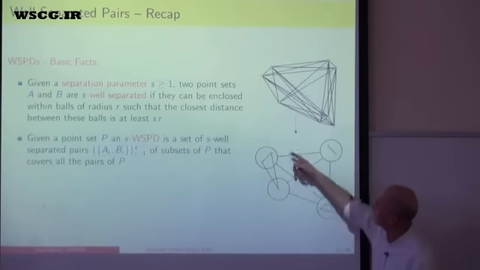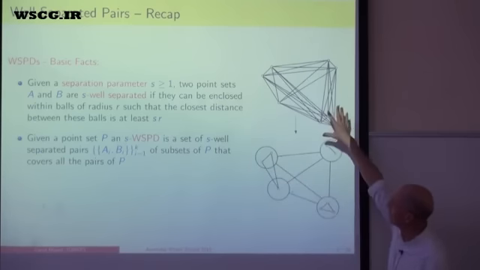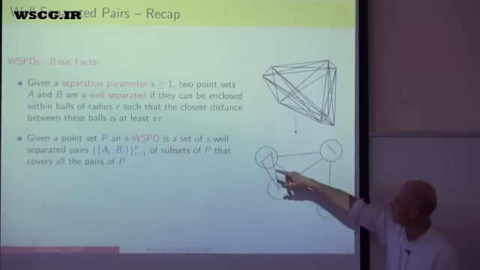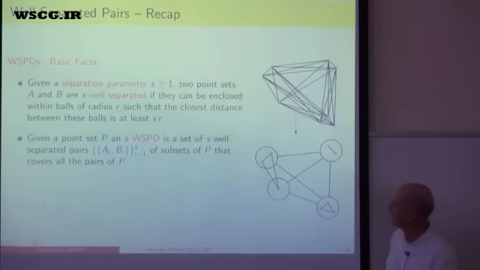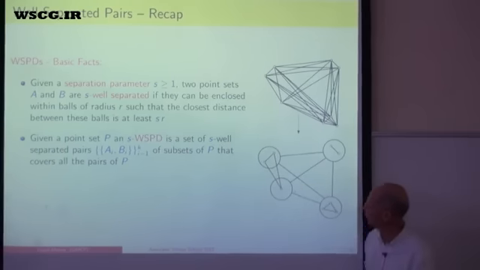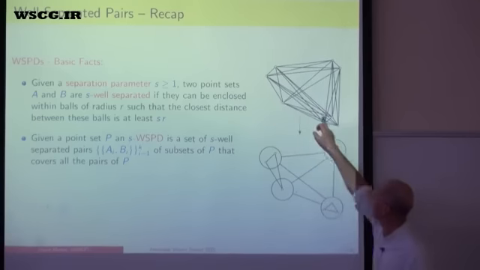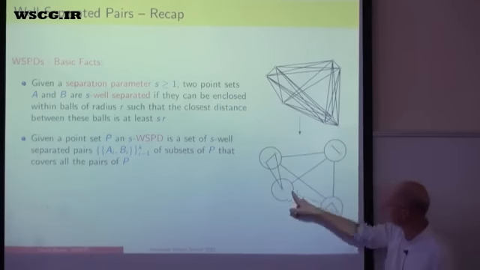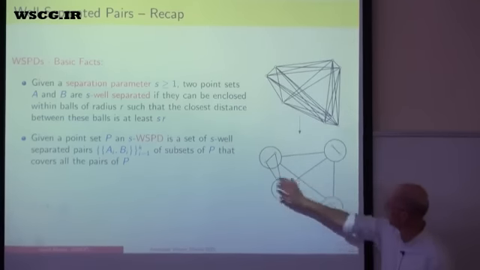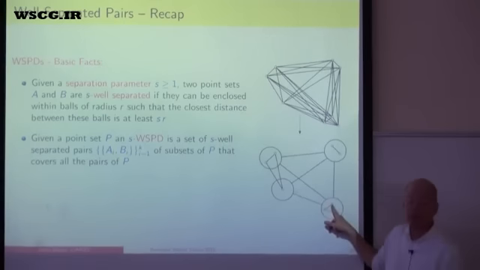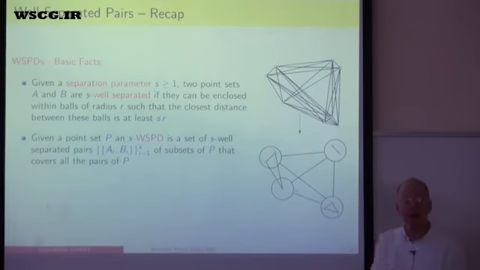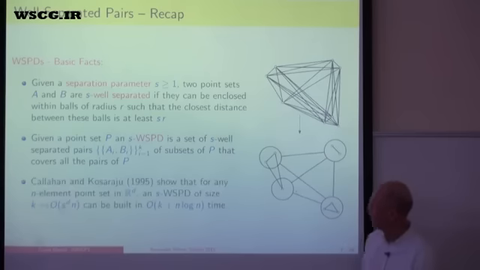Okay? We mentioned last time that if I give you an arbitrary point set and a parameter s, then I can build a set of s-well-separated pairs that covers all the pairs of the set, right? So for any pair, there will be some well-separated pair that represents it. And in fact, this is a one-to-one thing. For every pair, there's a unique well-separated pair that represents it.